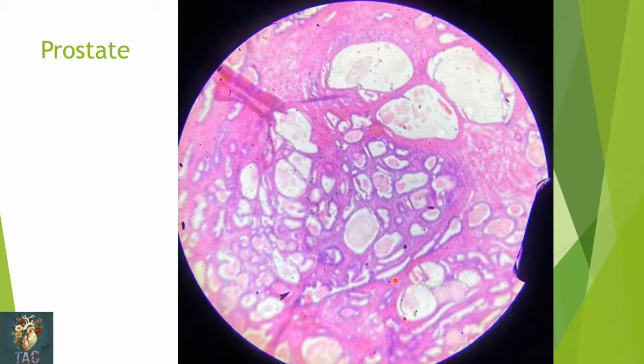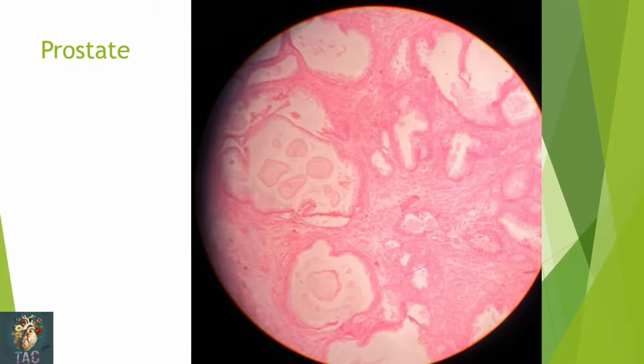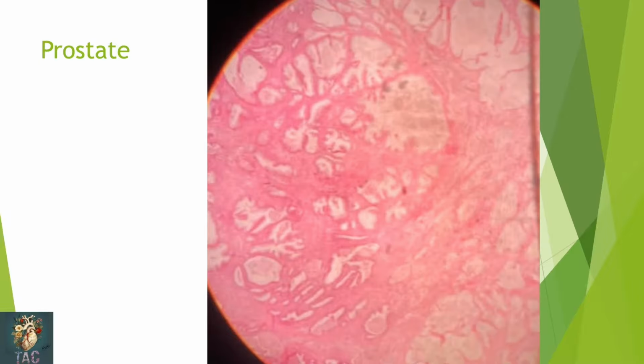This is the slide of the prostate with H&E stain section at lower magnification. Again, H&E stain section of the prostate at a little bit higher magnification. You can see the glandular element with the prostatic concretions in the lumen and also the fibromuscular stroma present over here. Again, another slide of the gland through the glandular section and the fibromuscular stroma.